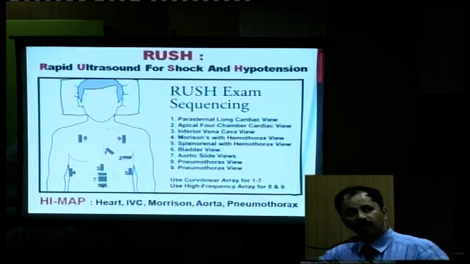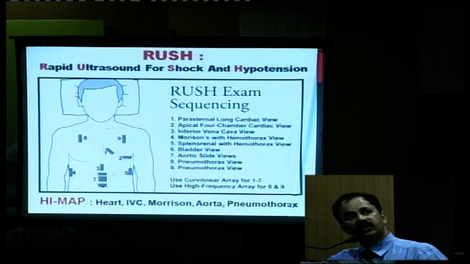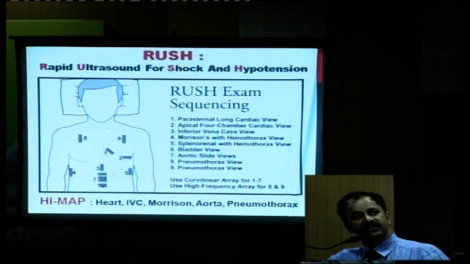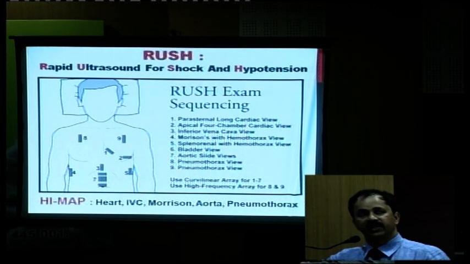Then RUSH. RUSH protocol is for rapid ultrasound for shock and hypotension. So RUSH exam sequencing is, again, you put the probe at these 9 and 10 places. First, cardiac ultrasound, parasternal long axis, apical 4 chamber, then epigastric, then right upper quadrant, left upper quadrant, supraumbilicus, infraumbilicus, and then pulmonary ultrasound, right as well as left. And this will rule out almost all reasons for shock and hypotension.